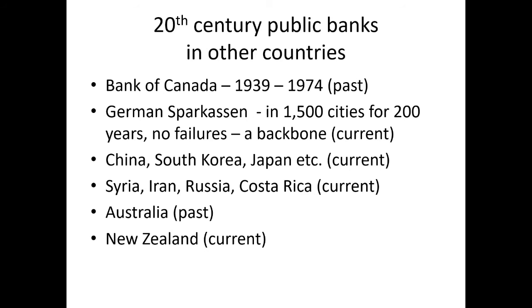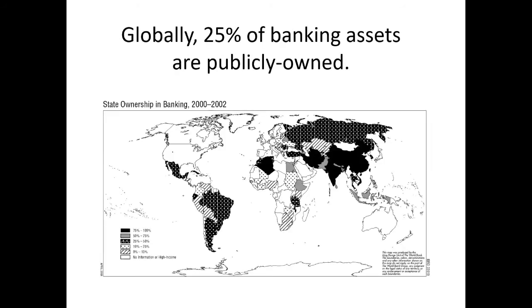Some other examples: China, South Korea, and Japan. One of the reasons for China's very robust economic growth is its world-leading public banks, constituting about 80% of its banking assets. South Korea grew very rapidly and is still leading in many economic fields, as we know. Japan was somewhat more robust, but is still doing quite well with one major national bank. And areas like Syria, Iran, Russia, and Costa Rica are some other examples of public banks. Australia in the past, and New Zealand, which still has a postal bank that is able to create publicly owned money. Globally, 25% of banking assets are publicly owned.